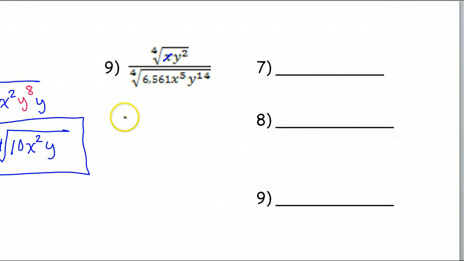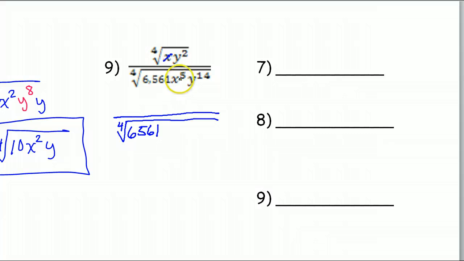Alright, so let me start building the denominator here. So I have the fourth root, I have 6,561. So this is going to be x to the 4th power, because this x in the top cancels out one of these 5x's, leaving 4 behind.